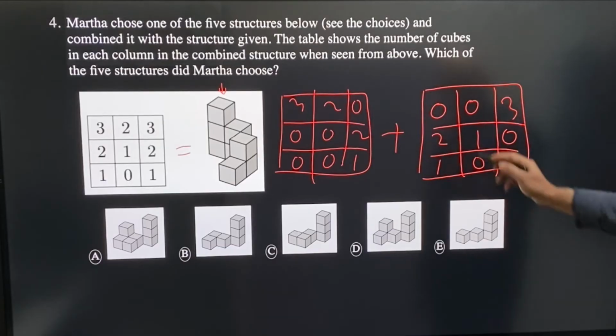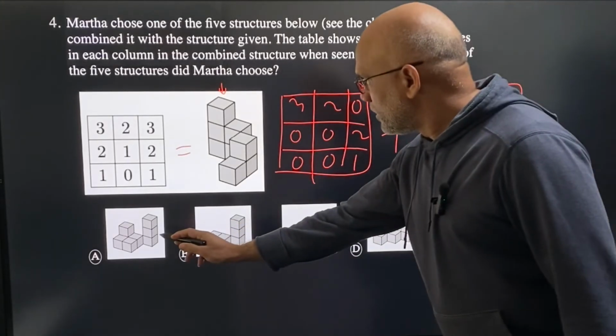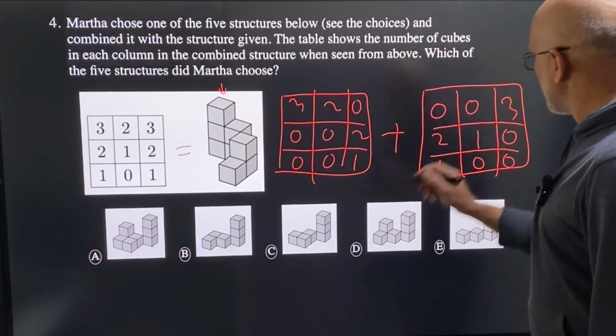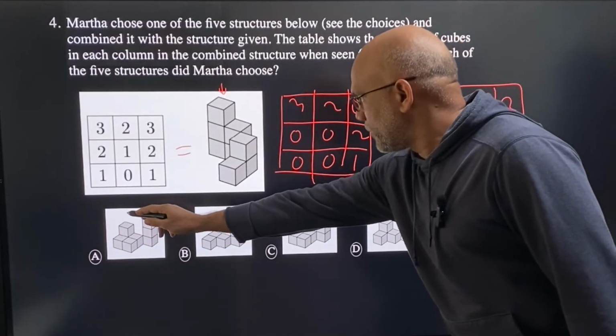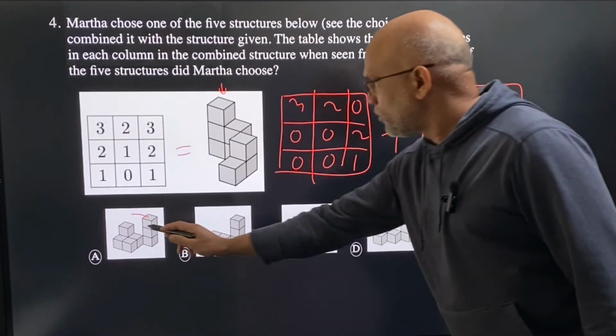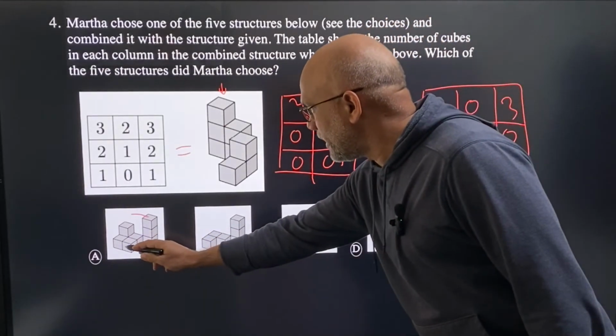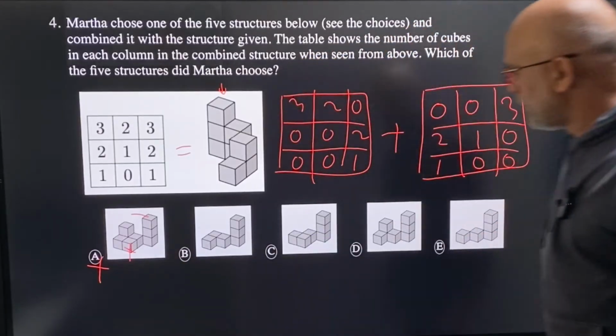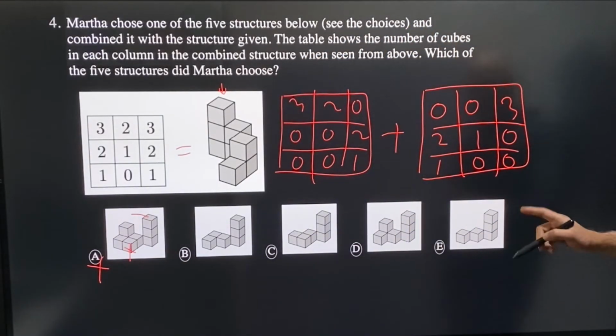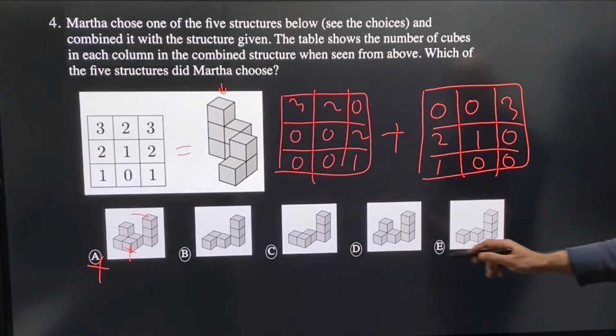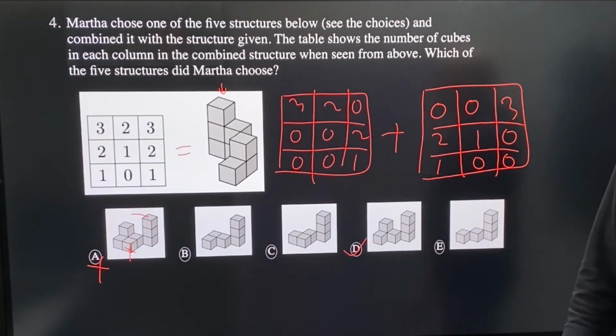So I need a structure that has this many cubes. So if we look carefully, 0, 0, 3. So if we look at the first one, 0, 0, 3, this row is fine. And 2, 1, 0, that is fine too. 1, 0, 0, 1, 0, 1, 0, I need a 0 here. So this is not going to work. Similarly, if you check, the one that matches is 0, 0, 3, 2, 1, 0, 1, 0, 0. D is the one that matches as the correct choice.